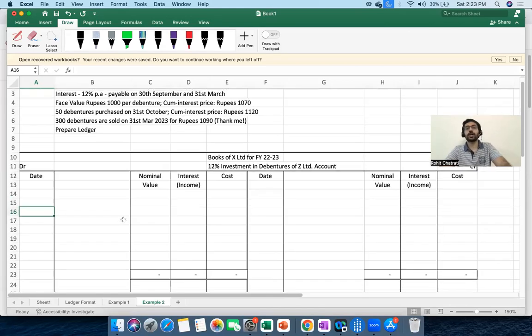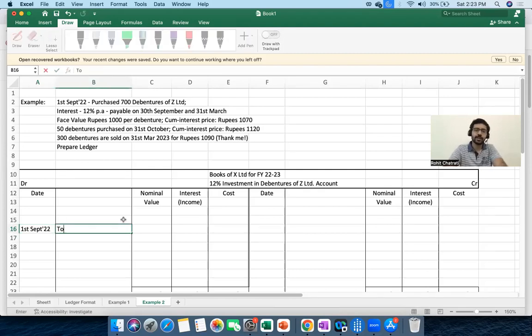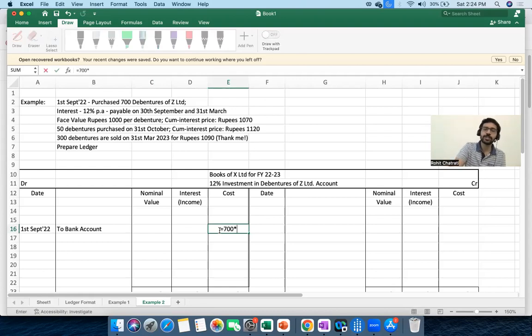This is the ledger account and we will recognize the first purchase. I am purchasing it on 1st September 2022. I will record it to bank account. In the cost column, I will write down 700 debentures multiplied by 1020.